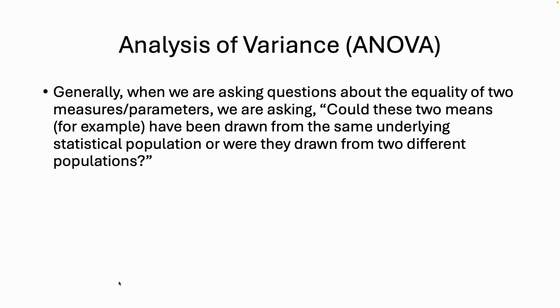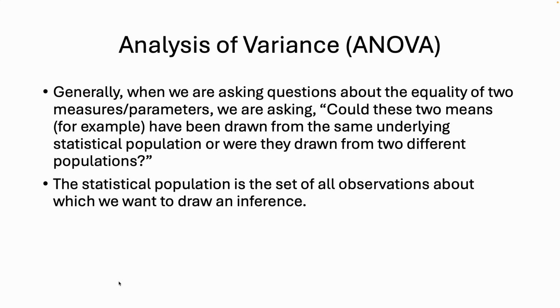Generally, when we're asking questions about the equality of two means, we ask, could these two means have been drawn from the same underlying statistical population, or were they drawn from two different populations? So the first thing we need to address is, what exactly is a statistical population? A statistical population is the set of all observations about which we want to draw an inference.